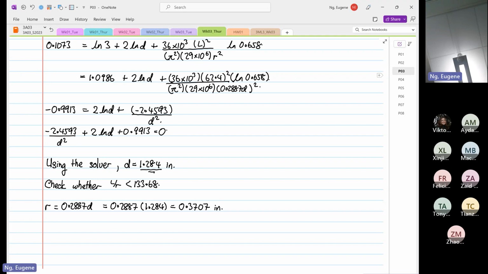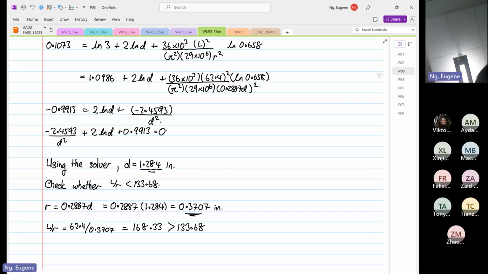So now we just need to do L over R. So our length, which is equal to 62.4, divided by radius 0.3707. So 62.4 divided by 0.3707 is equal to 168.33. Okay. Now this value is bad news. Why? This is because 168.33 is greater than what? 133.68.